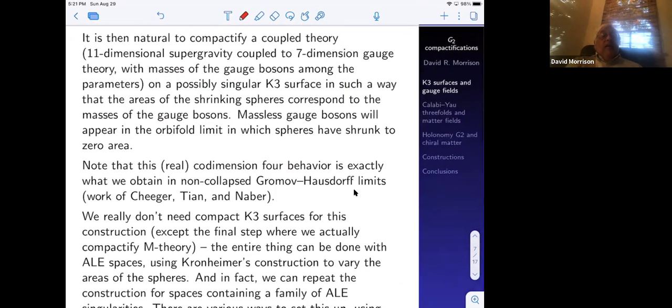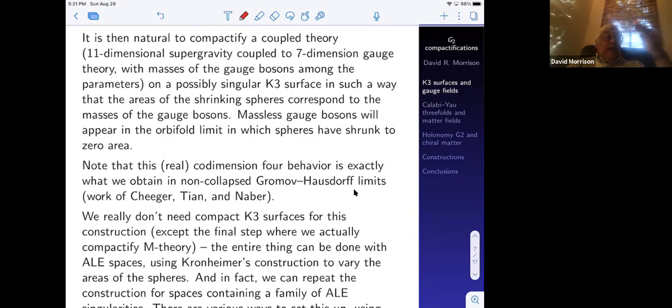So if I take a coupled theory, which is this 11-dimensional supergravity theory, coupled to certain 7-dimensional gauge fields, which are supported on the locus of those S2s, the masses of the gauge bosons should be among the parameters. And in the limit, the K3 surface will become singular, the masses will go to zero, and I will get an effective theory with non-abelian gauge symmetry. So that makes a very nice story.